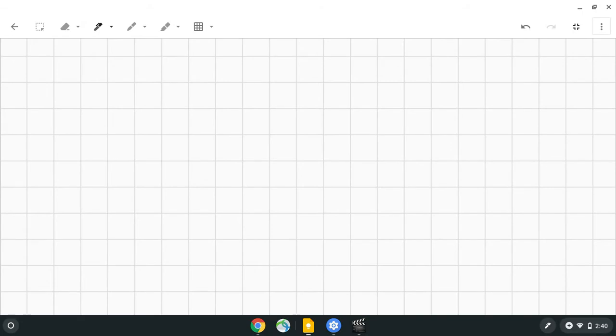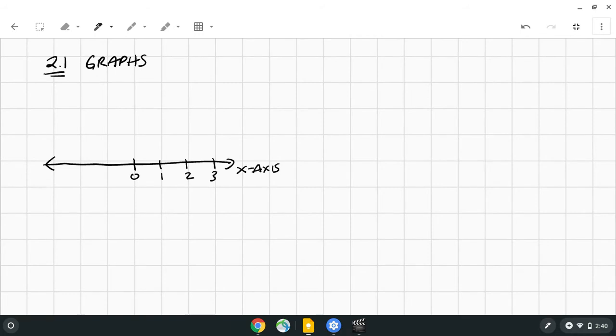2.1 graphs. All right, so we are going to be using what's called the Euclidean plane. And the Euclidean plane is made up of two number lines. Like this one here, this one is the x-axis. Here is 0, here's 1, here's 2, here's 3. And on this side, we have negative numbers. And so that's one number line, the x-axis.